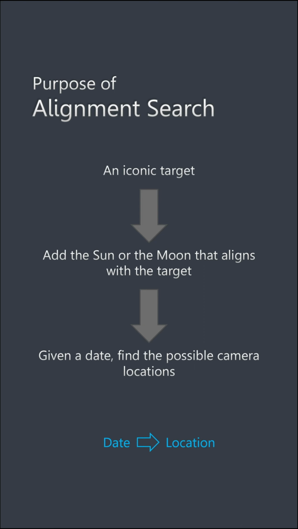So you can think of it as a tool that allows you to go from a date to a location, which is exactly the opposite of the Sun and the Moon Finder feature that goes from a location to a date, and which is what this video is all about. The Alignment Search tool has its own video tutorial, so I'm not going to discuss it further here. But we wanted you to know about both features since they can both be used to plan alignment photos, although the planning logic is different for each of them.